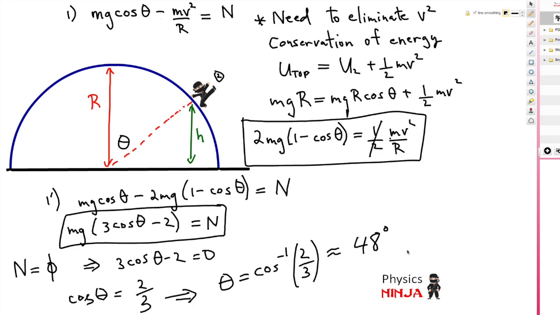Okay, so there you have it, folks. That's how you obtain that angle. The next step I want to do is, well, if you don't want to use conservation of energy to find an expression for the velocity squared term, you really don't have to. You can use the second equation that we had, and that was an expression for the tangential acceleration. So let's go ahead and do that.